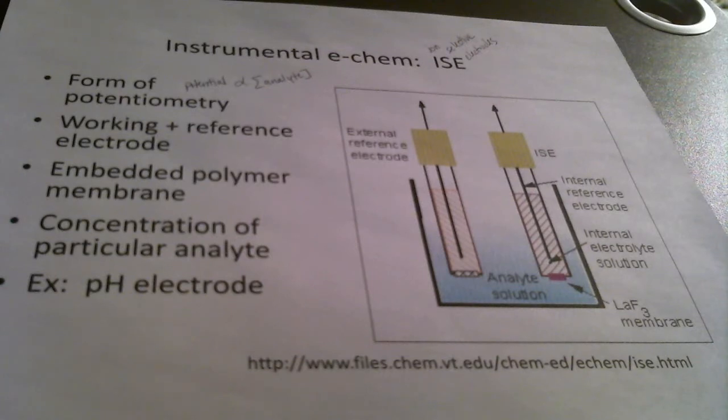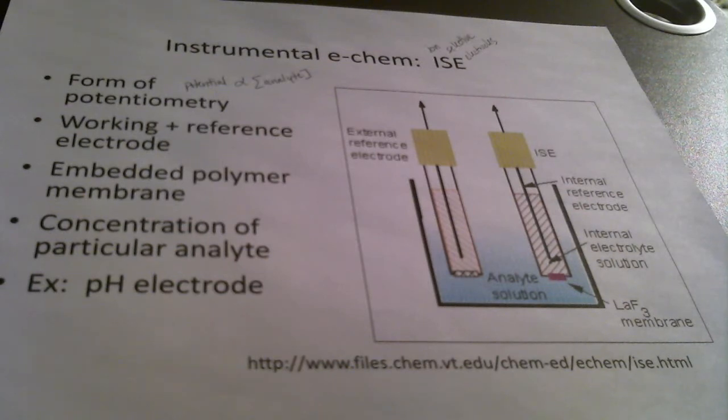Now, the way ion selective electrodes work is that it has some sort of membrane that's going to selectively interact with the analyte of interest. And so based on the concentration of your analyte in your solution, the potential of your working electrode is going to change. That working electrode is going to be a function of how much analyte is there, which is basically based on how much interacts with your polymer membrane. So it will provide you the concentration of your analyte.